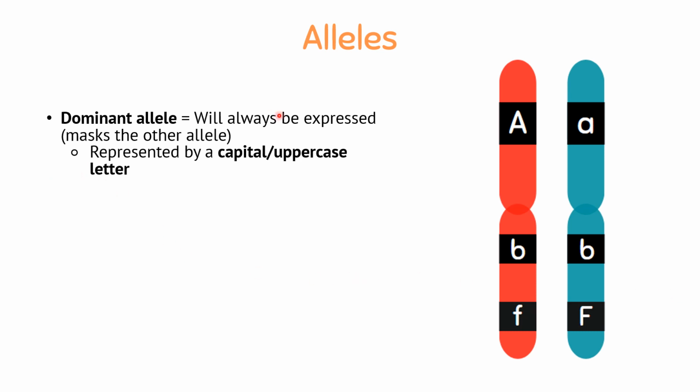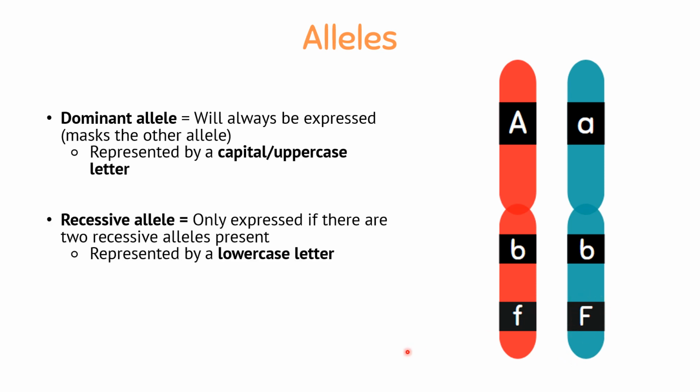A dominant allele will always be expressed and masks the other allele. It is represented by a capital or uppercase letter. So for example, this capital A over here, we can say that is a dominant allele, and this capital F down here is also a dominant allele. Whereas a recessive allele is only expressed if there are 2 recessive alleles present. And it is represented by a lowercase letter. So this lowercase a is a recessive allele, this lowercase b is a recessive allele, and this lowercase f is a recessive allele.